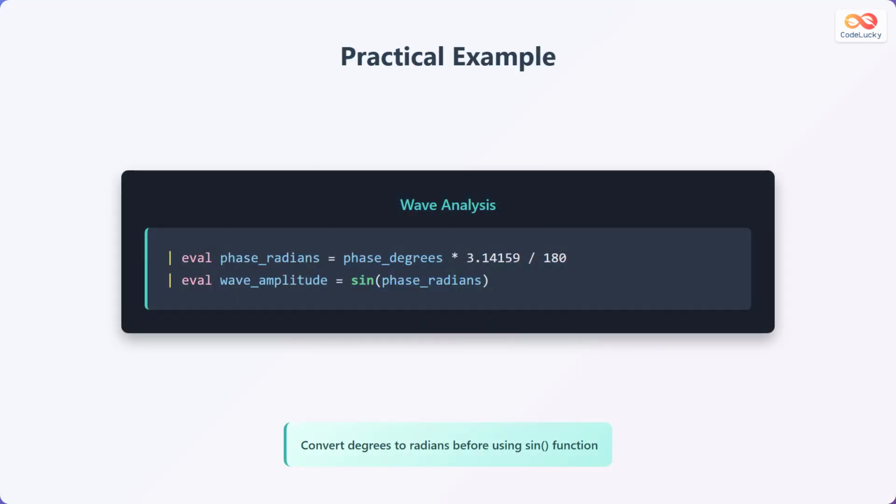This practical example demonstrates a real-world application of the sine function in wave analysis. First, you convert degrees to radians by multiplying the phase degrees field by 3.14159 and dividing by 180. Then you apply the sine function to calculate the wave amplitude, using the converted radian values. This two-step process is common when working with angle measurements that are initially in degrees, as most trigonometric functions in programming require radian inputs. Always remember to convert degrees to radians before using the sine function for accurate results.